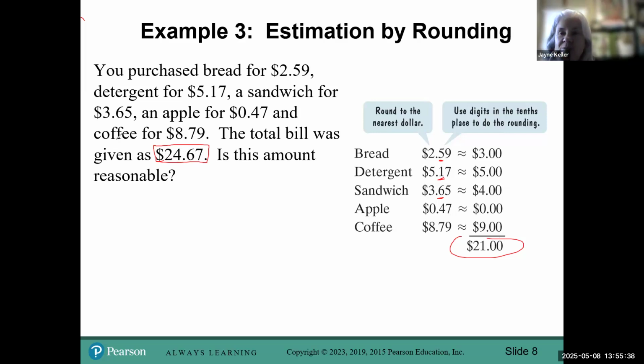What questions do we have about that one? If the apple was like 50 cents, would that be closer to zero or a dollar? We would round it up to a dollar. Yep, 5 or greater, we go up. 0 through 4, we leave it alone. Good question.